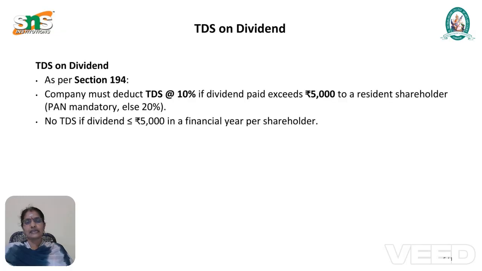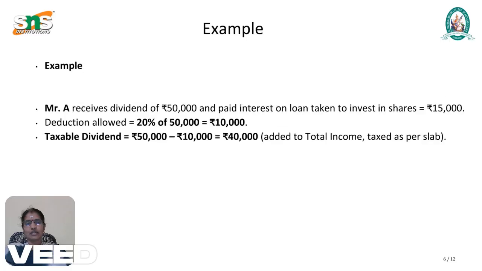Next, we move to TDS, tax deducted at source, on dividend. As per section 194, the company must deduct TDS at 10 percent if the dividend paid exceeds 5,000 to a resident shareholder. A PAN card is mandatory. No TDS is deducted if the dividend is less than or equal to 5,000 in the financial year per shareholder. So more than 5,000 will be taxed as per the TDS calculation.